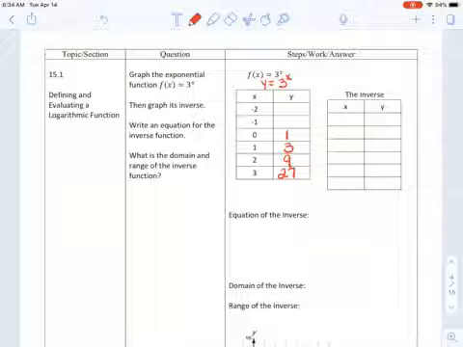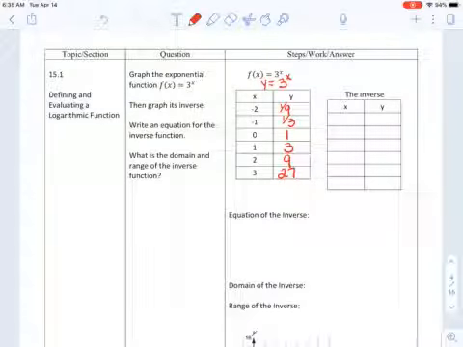And then remember, of course, the pattern is if you're multiplying by 3 each time as the numbers get bigger, you're dividing by 3 each time as the numbers get smaller. 3 to the negative 1 will be a third, and 3 to the negative 2 will be 1/9.